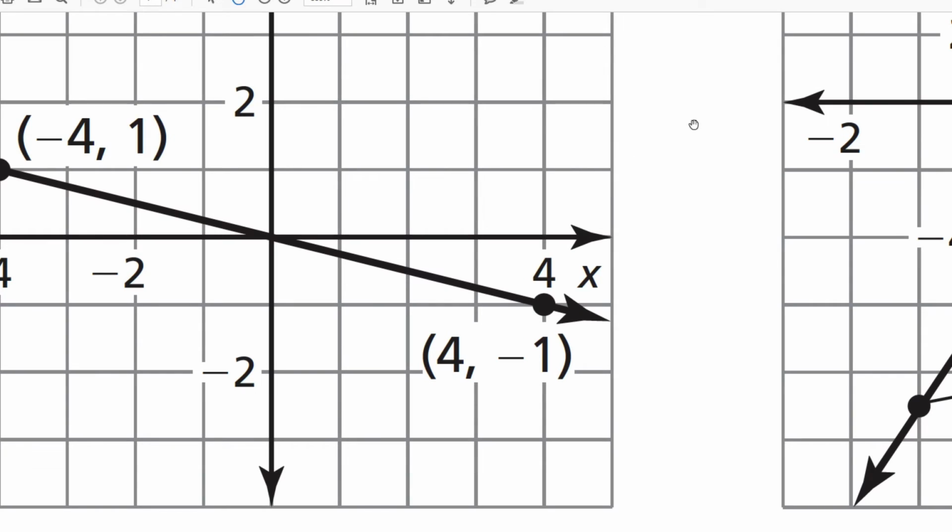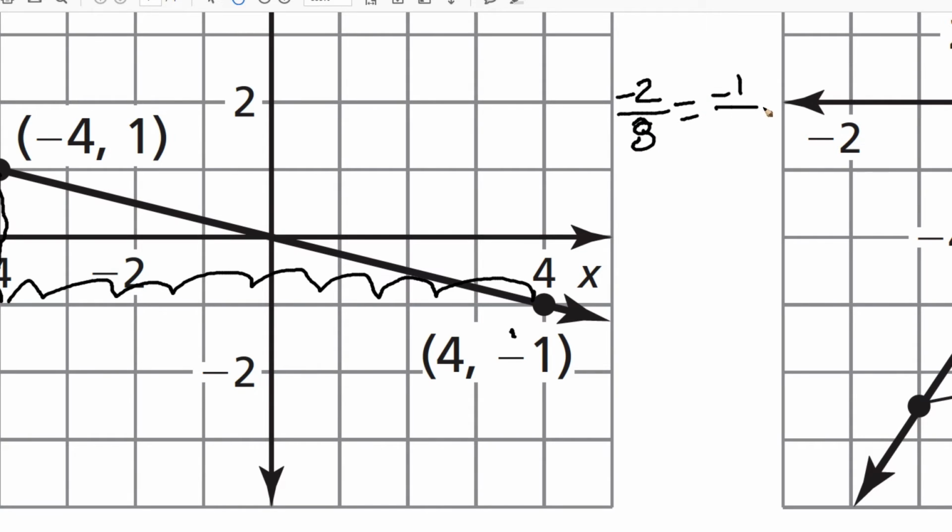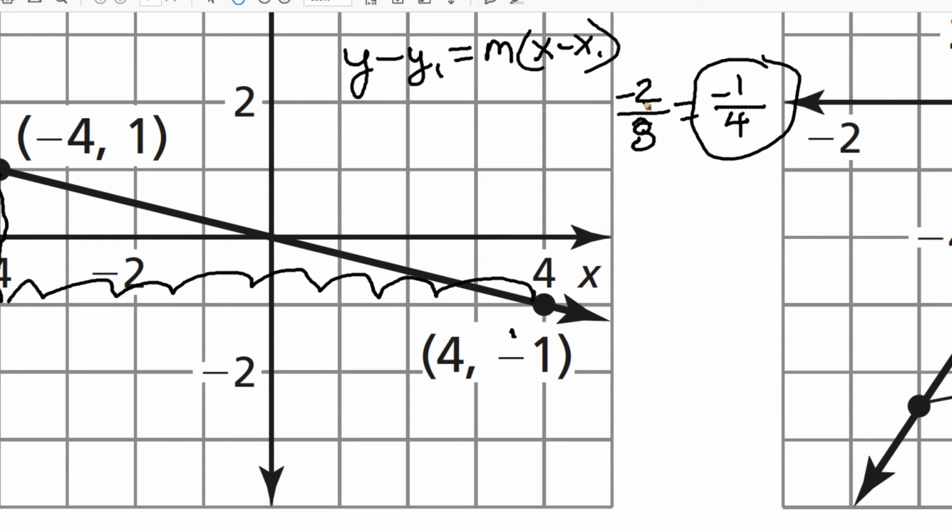And I know I've switched to evens, but that's okay. We'll live. Okay, this time I'm going down 1, 2. So down 2 over 1, 2, 3, 4, 5, 6, 7, 8. And that equals negative 1 over 4. So there's my slope. So now my equation, if you remember, is just y minus y1 equals my slope times x minus x1. Okay, what is my equation then?